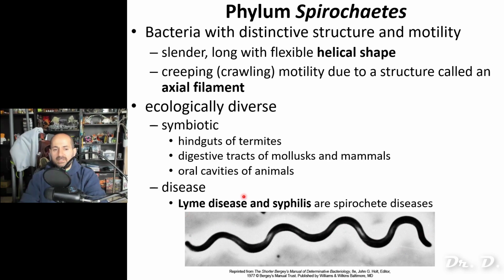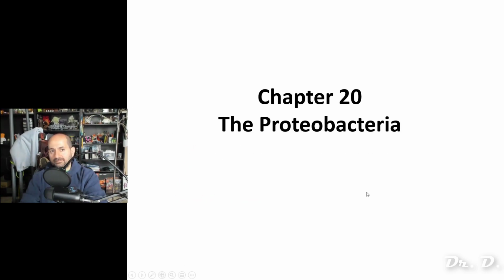And they can cause diseases in humans, like Lyme disease and syphilis. These are spirochete diseases. However, not all of them are disease causers. Some of them are symbiotic with termites, symbiotic with various mollusks or mammals, in the oral cavities of animals. So they're not necessarily all bad, but a lot of them do cause human disease and suffering.